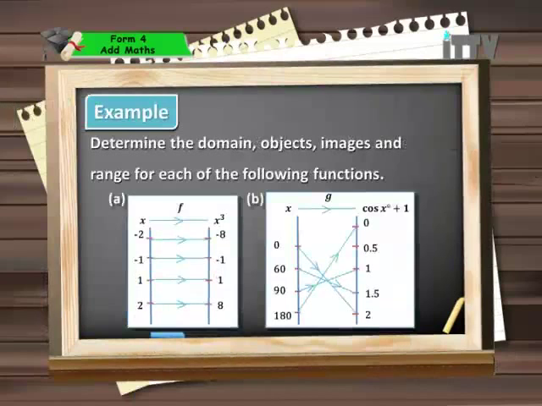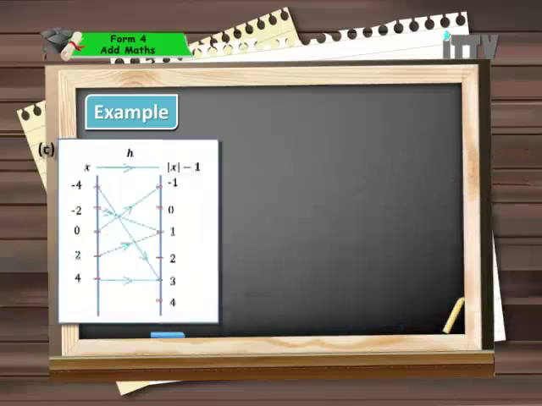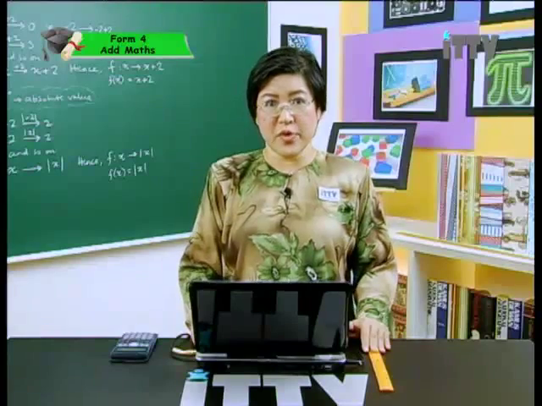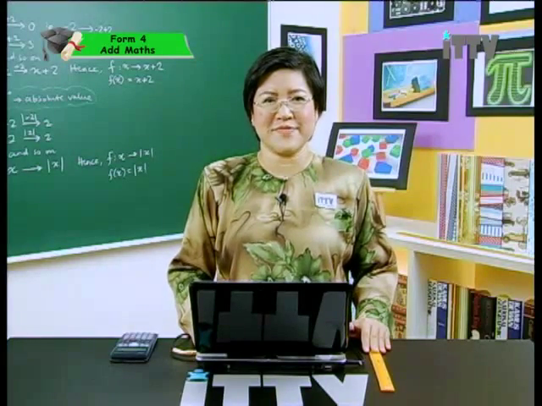Now let's try our hand at another example. Determine the domain, objects, images, and range for each of the following functions. And you see 3 diagrams there for parts A, B, and C. Let's transfer these diagrams over to the board and discuss them together, viewers.